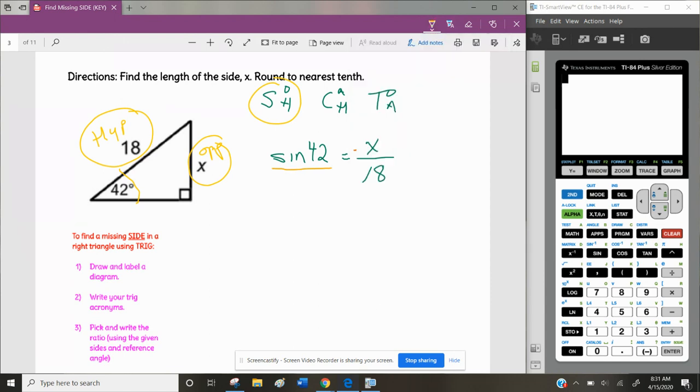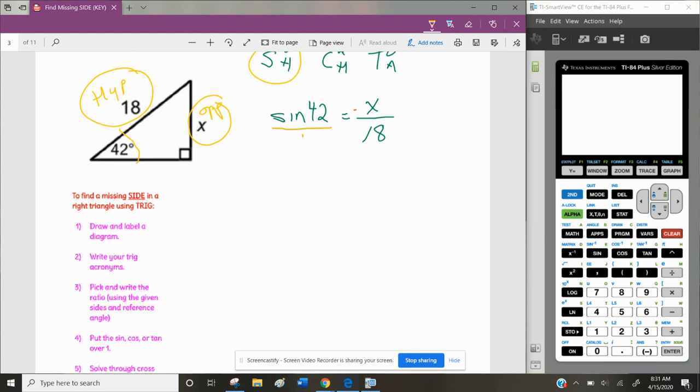So now how do we solve this? We're going to take our ratio here and put it over 1. We're going to take our trig thing, our sine of 42, and put it over 1. And now this looks like a proportion. And how do we solve proportions? We can cross multiply. Another way to think about it is we want to get the x value by itself. So in order to do that, the opposite of dividing by 18 would be multiplying both sides of the equation by 18.